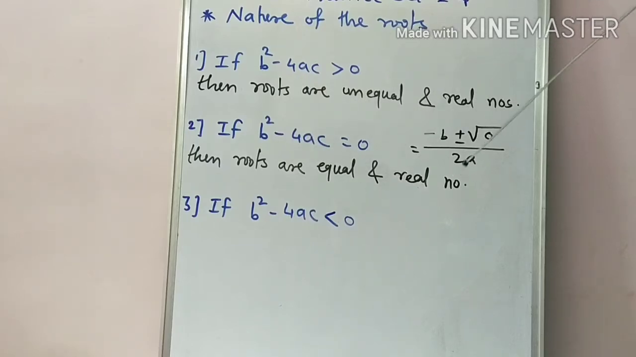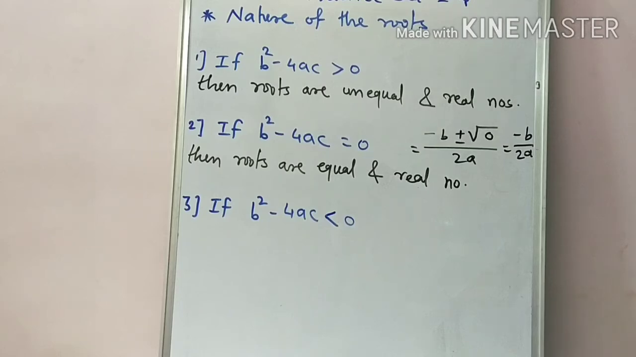So as you notice here, if suppose the discriminant value is 0, that 0 we have to write down under the root sign, and square root of 0 is 0, so only minus b upon 2a remains. That value we get is equal for both roots, because minus b plus 0 is minus b, and minus b minus 0 is again minus b, so we get the same value twice. So the roots are equal and real numbers.